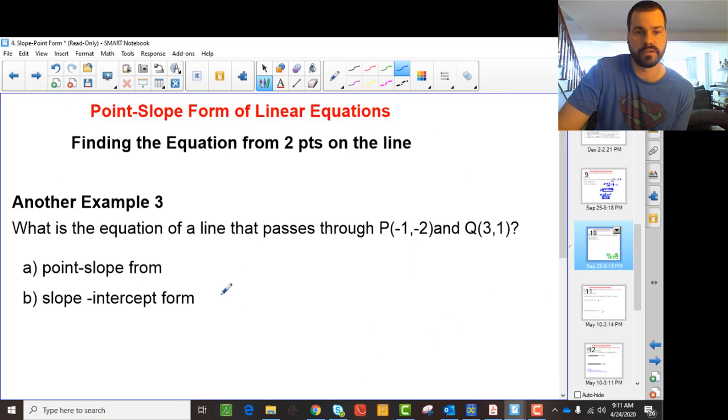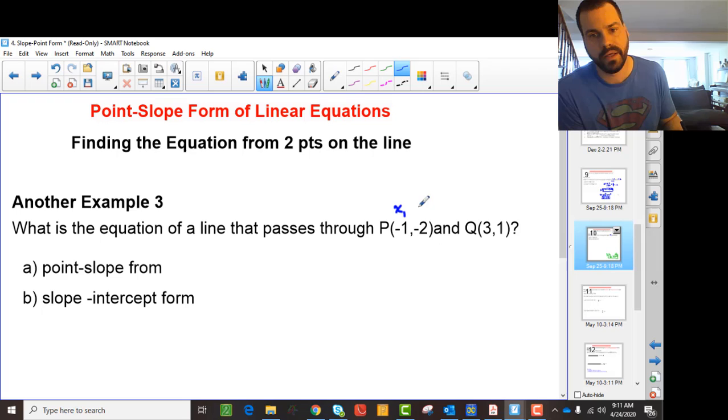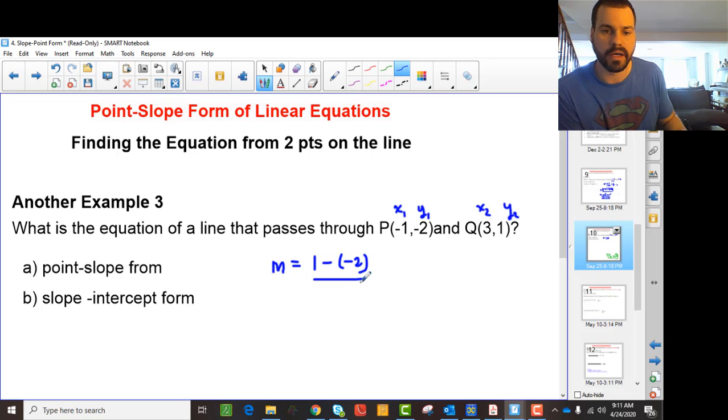Okay, same idea here. So let's just do another example. I just want to emphasize though, it doesn't matter which of the 2 points you use. I just always tend to use the one that I've already labeled x1 and y1, but you could use either one of them. Okay, so let's find the slope first. We need to do that first. So we go y2, which is 1, minus y1, which is minus 2, divided by x2, which is 3, minus x1, which is minus 1.